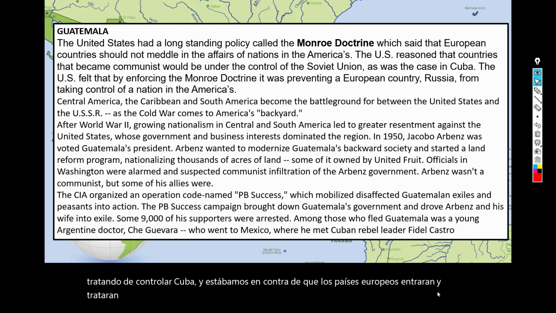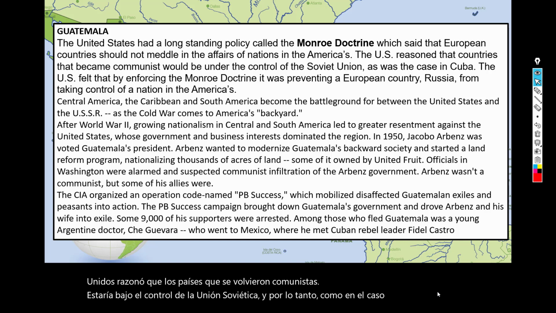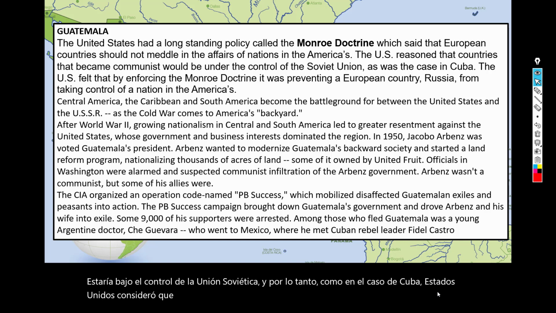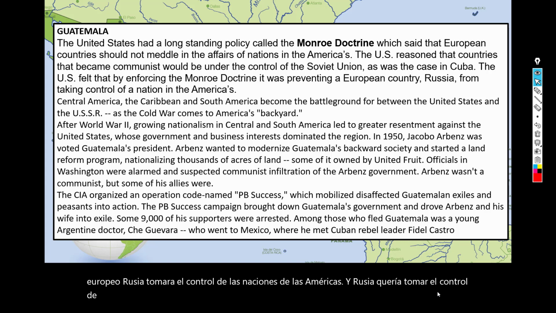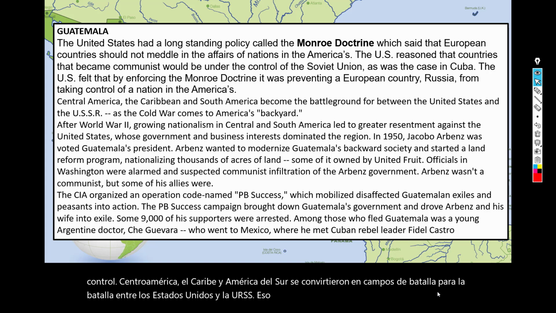So the U.S. reasoned that countries that became communist would be under the control of the Soviet Union, as was the case of Cuba. The U.S. felt that enforcing the Monroe Doctrine was preventing the European country, Russia, from taking control of the nations of the Americas, and Russia wanted to take control. Central America, the Caribbean, and South America became battlegrounds for the battle between the United States and the USSR, that's Russia, as the Cold War comes to America's backyard.